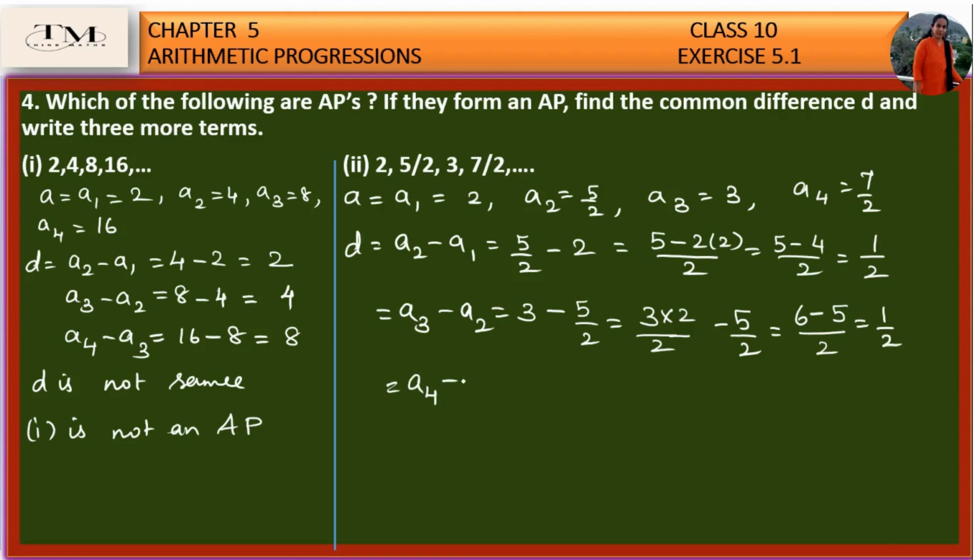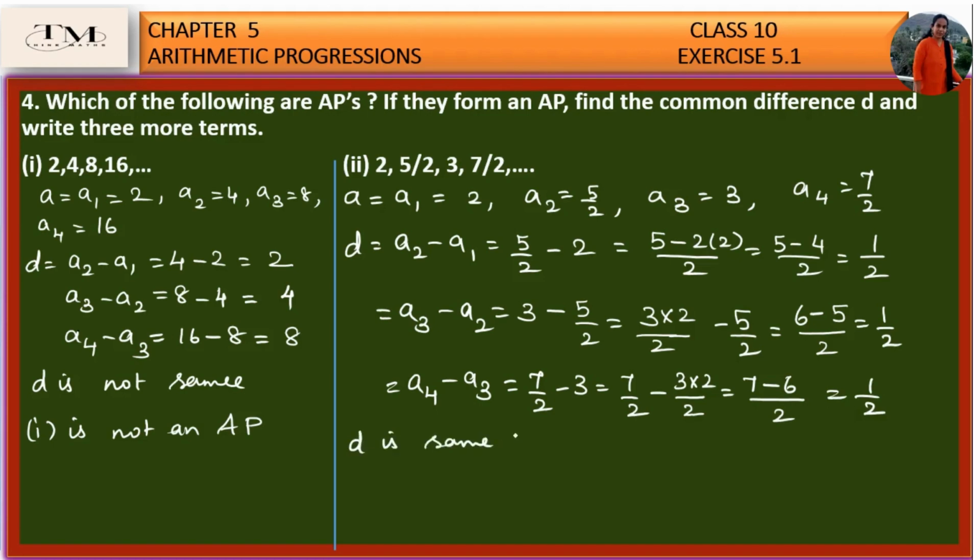Next A4 minus A3. So what is A4? A4 is 7 by 2 minus 3. So 7 by 2 minus, I am going to make this denominator same. If I put 2 here, I should multiply by 2. So it is 2 in the denominator, 7 minus 3 into 2, 6, which is equal to 1 by 2. So if you check, D is same for all n. If it is same, then the given list is an AP. So then you have to find the next 3 terms.